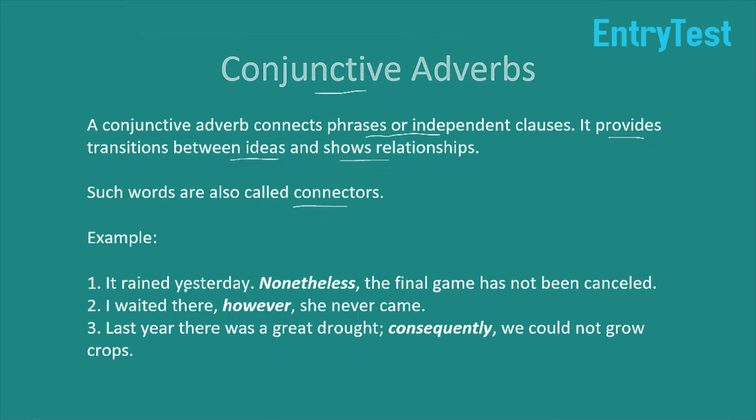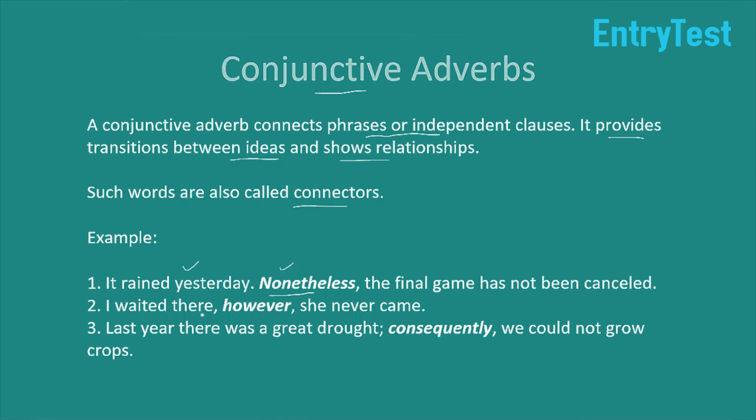Let's see the example. It rained yesterday. Nonetheless, the final game has not been cancelled. So nonetheless is a connector here. It is telling me a different idea. Yesterday तो बारिश हुई थी, but हमारा final game cancel नहीं हुआ. So that's why nonetheless is a connector, and it is showing a connection or transition between two different ideas. So that is also an adverb.